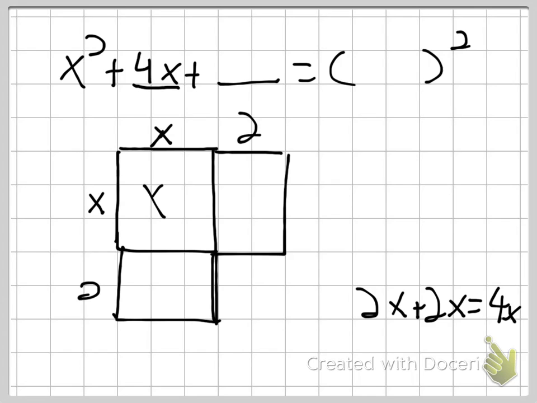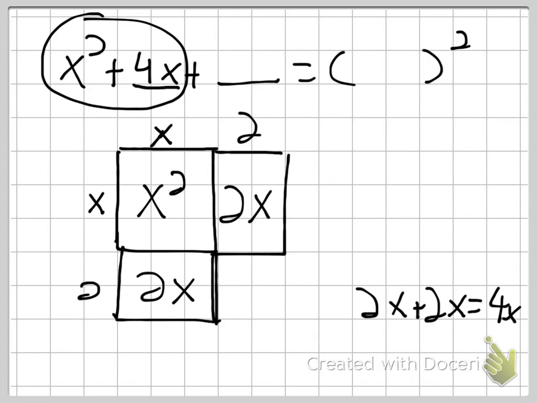So I have x squared here, 2 times x gives me 2x, and I have 2x here. So as you can see, you can kind of think of it as I've rewritten this, or re-represented this, in a geometric form over here. Let's fill this in. Okay.